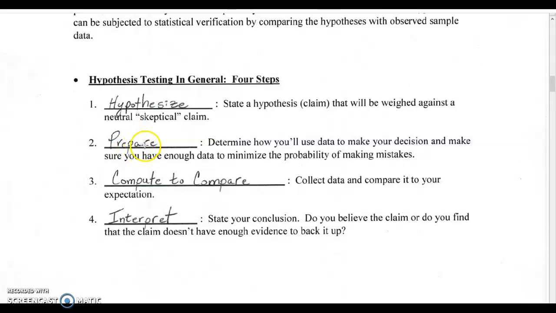Then we want to prepare, which means we want to determine how we're going to use our data to make our decision and make sure we have enough data to minimize the probability of making mistakes. And then we'll do our computations so we can compare against what we expect to see depending on what we've hypothesized. Okay, so we're going to collect data and compare it to our expectation. And then we'll interpret. We'll state our conclusion. Do you believe the claim? Or do you find the claim doesn't have enough evidence to back it up?